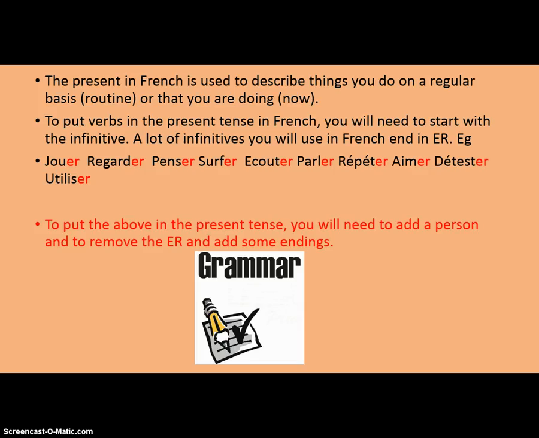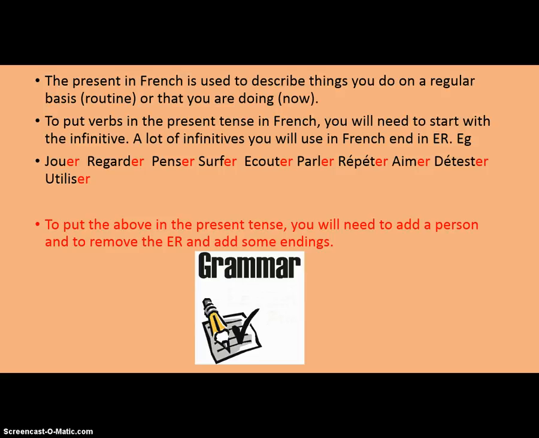So first of all, the present tense in French is used to describe things you do on a regular basis, routine, or what you're doing now. So for instance, in French, to translate I play football every week, which is routine, or I am playing football now, which is what you're doing now, you will use the same present tense.